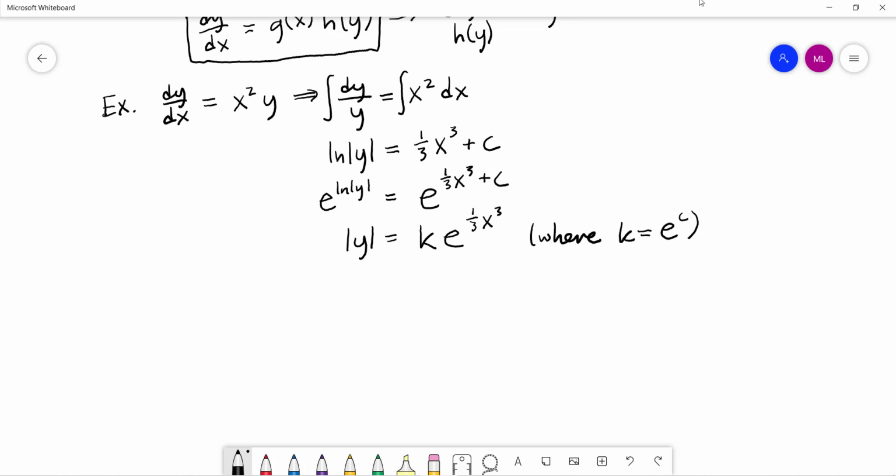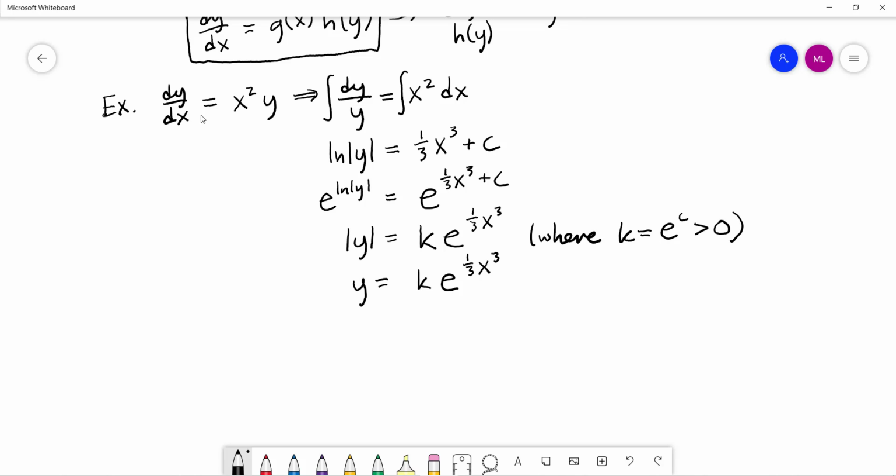And we know that that has to be positive, right? So k being equal to e to the c must be positive, so we can drop the absolute values. So let me write that as well. So drop the absolute values, and we're left with y equals k e to the 1/3 x cubed. And so there is our general solution to this differential equation.